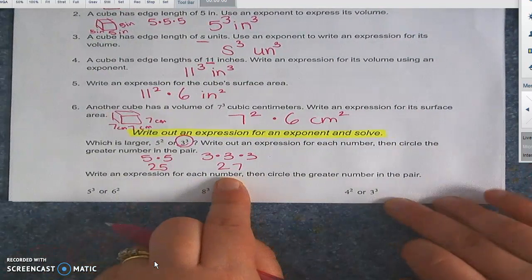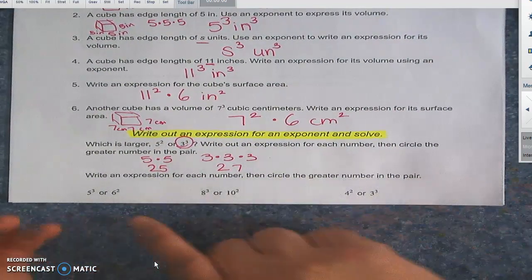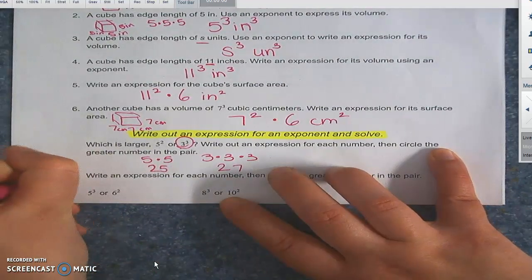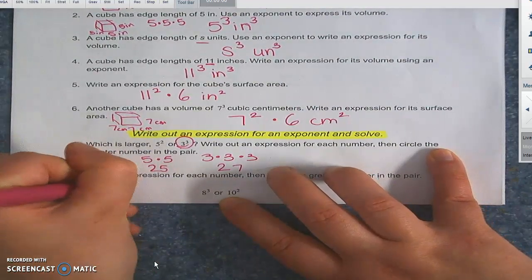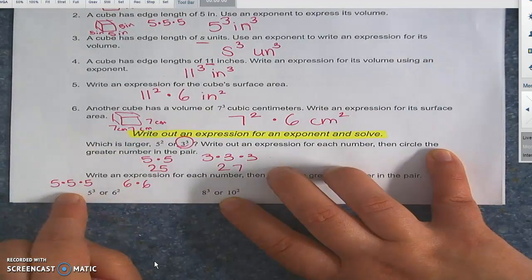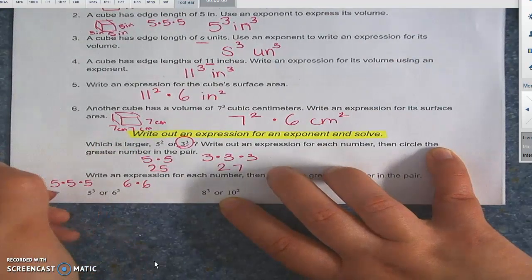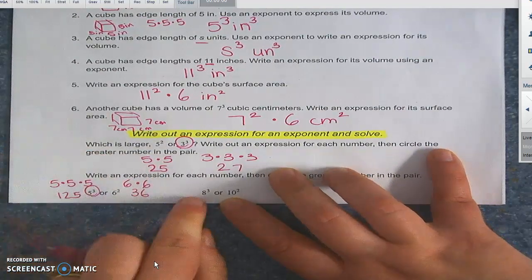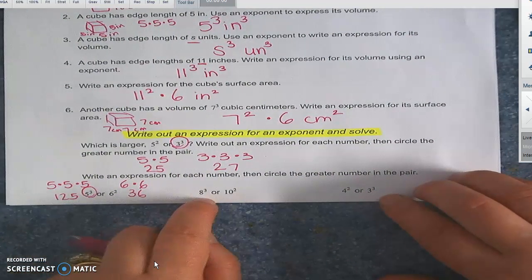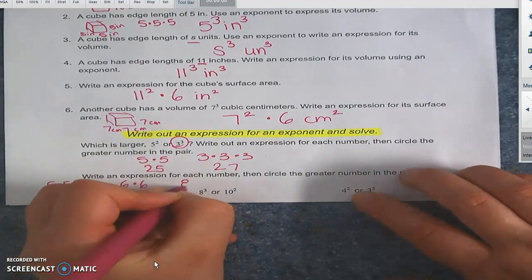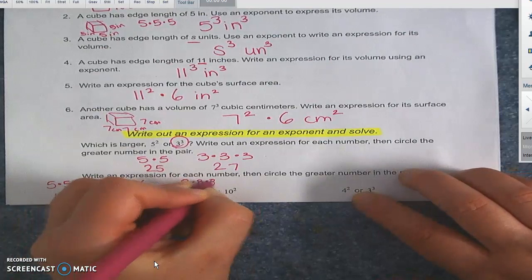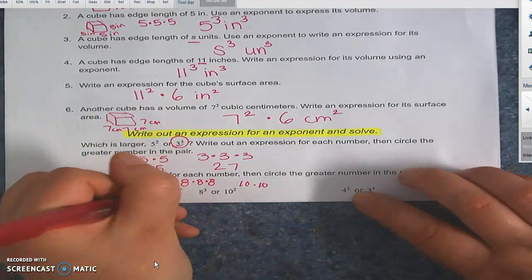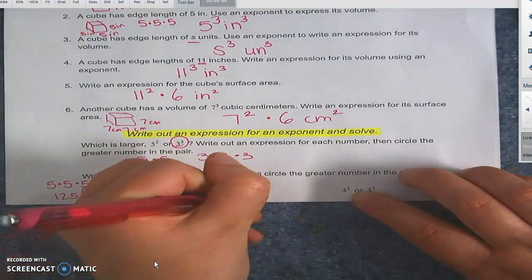Write an expression for each number, then circle the greater number in the pair. So I have 5 cubed or 6 squared. 5 times 5 times 5, or 6 times 6. 5 times 5 is 25, times 5 is 125, and 6 times 6 is just 36, so this is my bigger number. 8 cubed or 10 squared, so 8 times 8 times 8, or 10 times 10. 8 times 8 times 8 is 512. 10 times 10 is just 100.